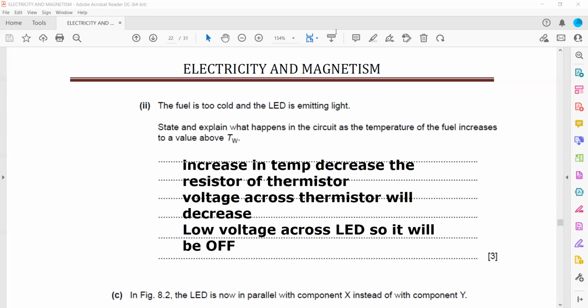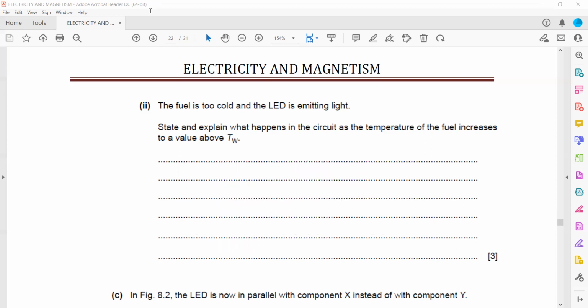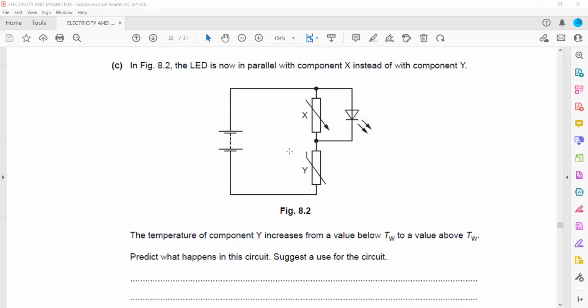Then in figure 8.2, the LED is now in parallel to component X instead of Y. The temperature of Y increases from below the value to a value above TW. Predict what will happen to the circuit and suggest a use of the circuit. Now what will happen? So as a result, when the temperature increases, as I mentioned, the temperature of component Y increases.